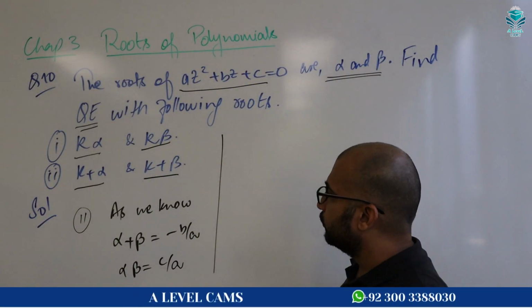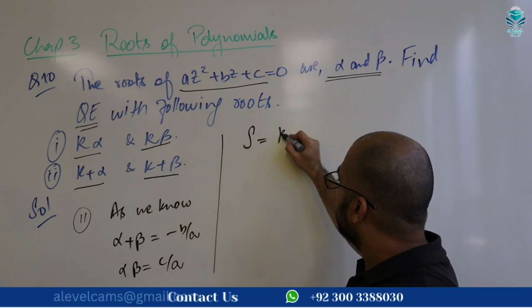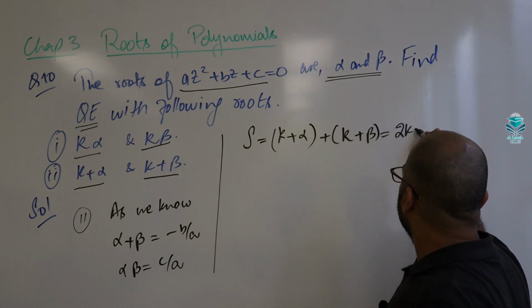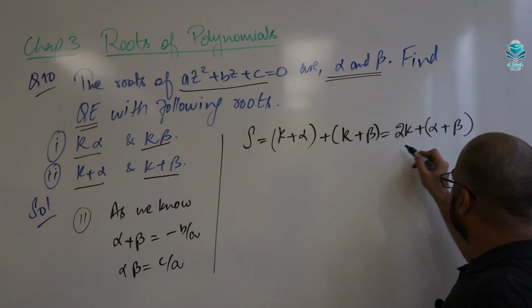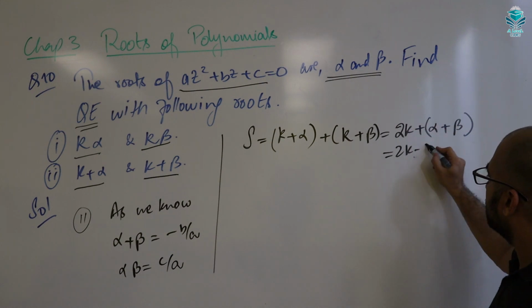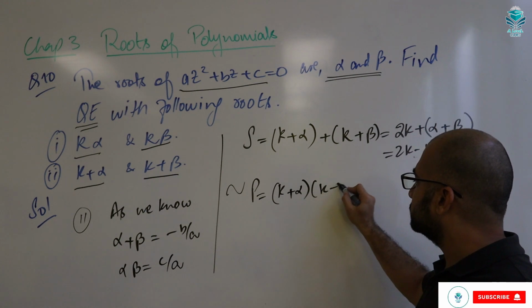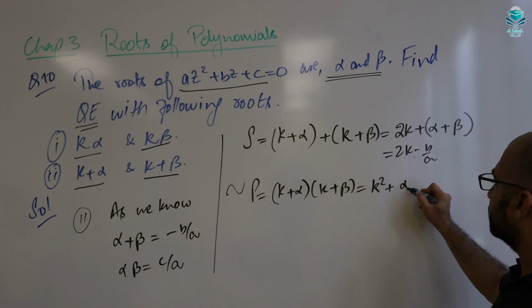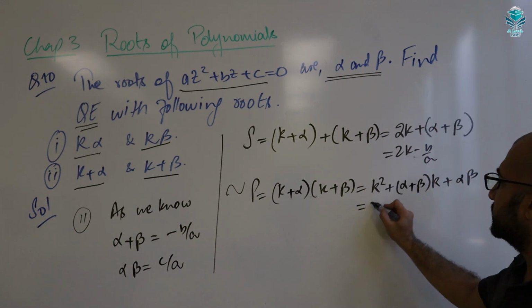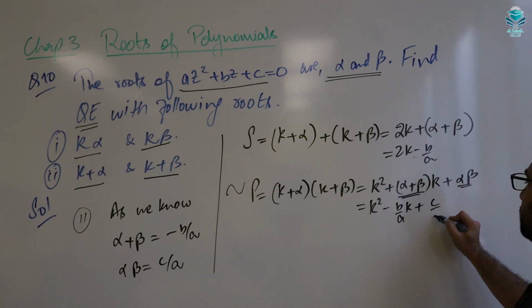For the second part, we need the polynomial with roots k plus alpha and k plus beta. So the sum of the roots is k plus alpha plus k plus beta, which is 2k plus alpha plus beta, and you can write 2k plus, what is alpha plus beta, it is minus b over a. And similarly, the product of the roots, k plus alpha times k plus beta, is k square plus alpha plus beta k plus alpha beta. What is this? This is minus b over a. What is this one? c by a.